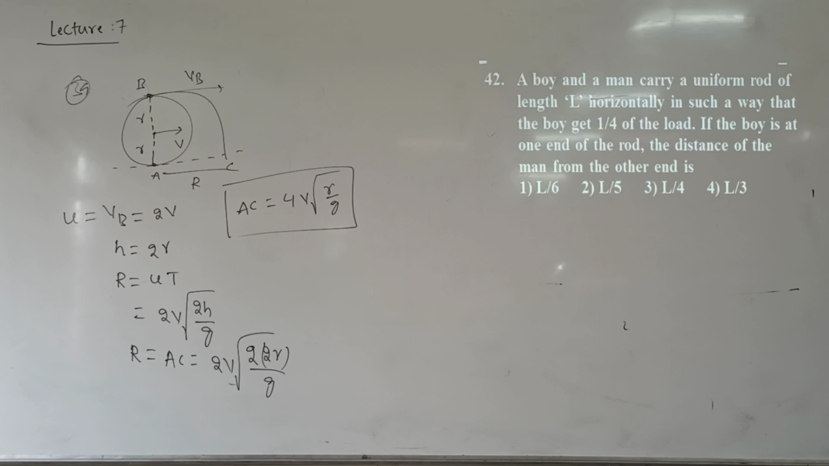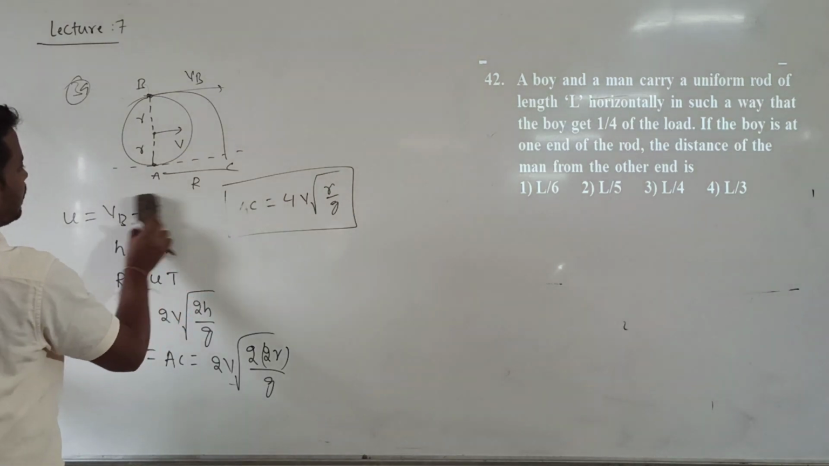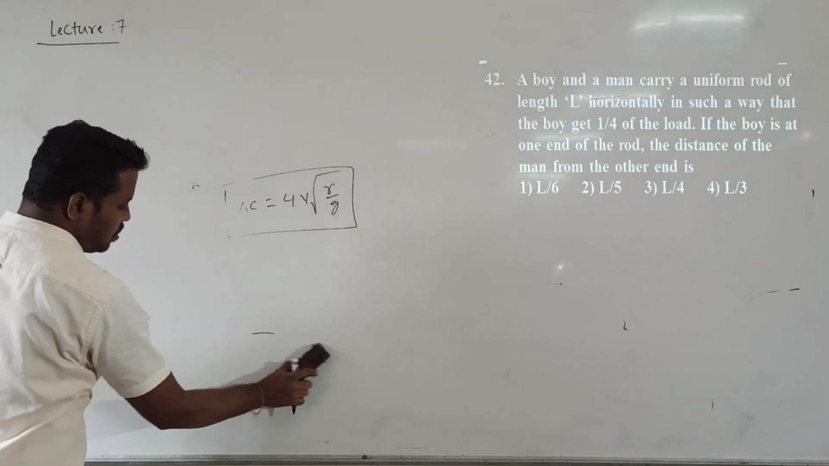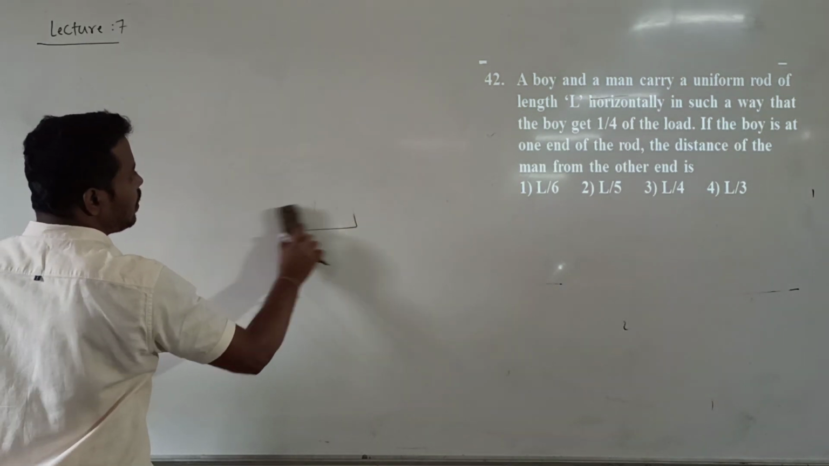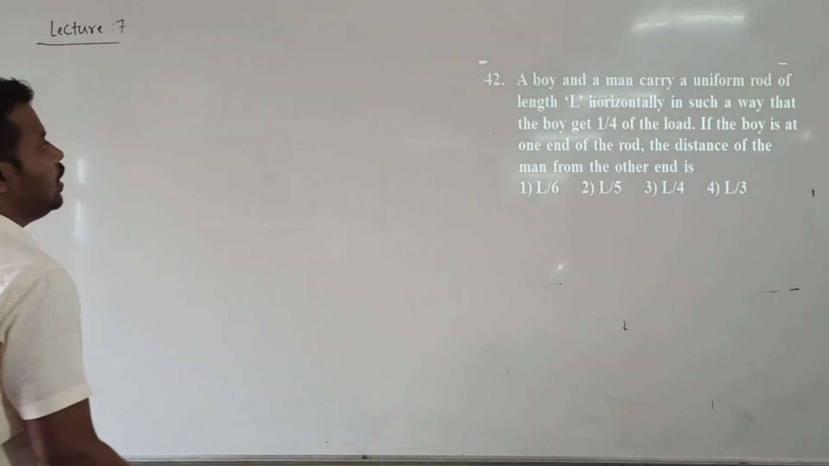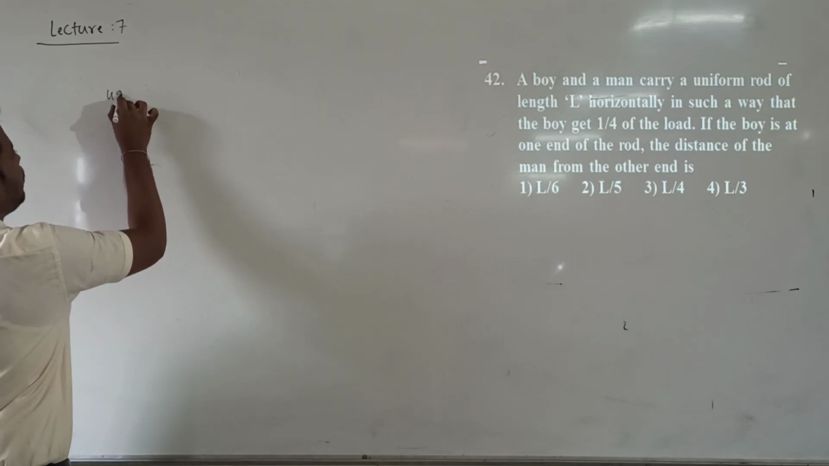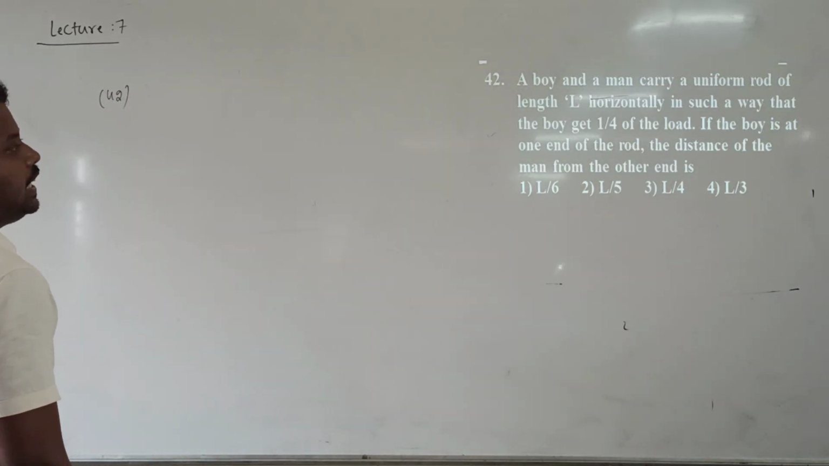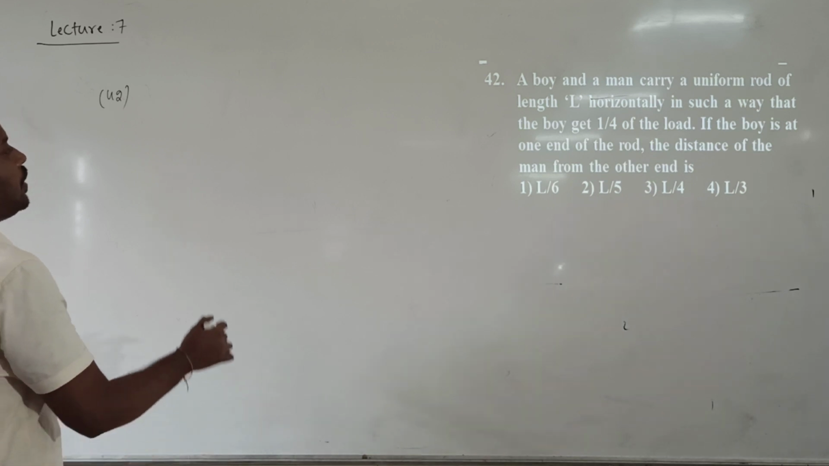Question number 42. What is this question? A boy and a man carry a uniform rod of length L horizontally in such a way that the boy gets 1/4 of the weight. The boy is at one end of the rod. What is the distance of the man from the other end?